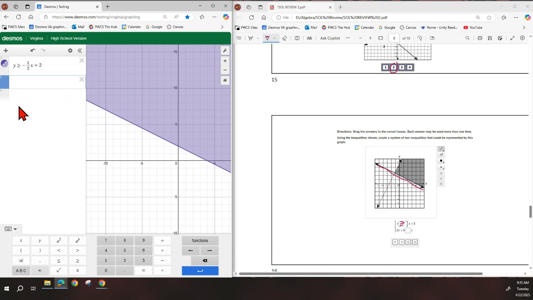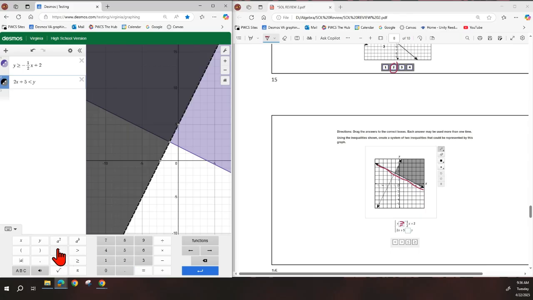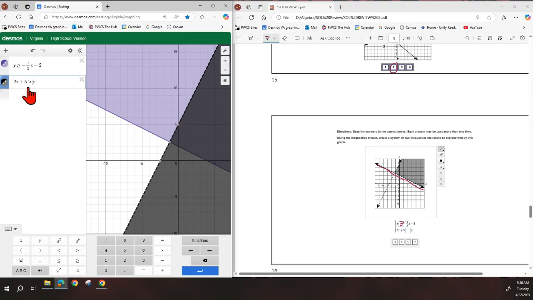And then I'm going to put my 2x plus 5. And then I'll put my y. And then I'm going to try another inequality symbol. I need my line to be dashed. This one's dashed, but I need my shading to be on the other side. So it's not this one. It's going to be the other one. This symbol right here, the greater than symbol.